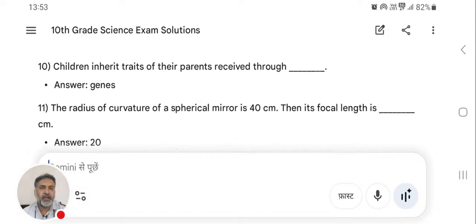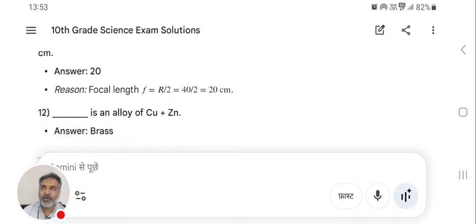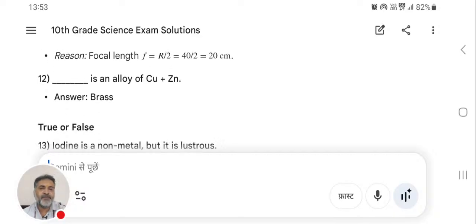Question number 10. Children inherit traits of their parents received through genes. That is the answer. Question number 11. The radius of curvature of a spherical mirror is 40 centimeter. Then its focal length is 20 centimeter, because focal length f is equal to r by 2. So 40 by 2 is equal to 20 centimeter.